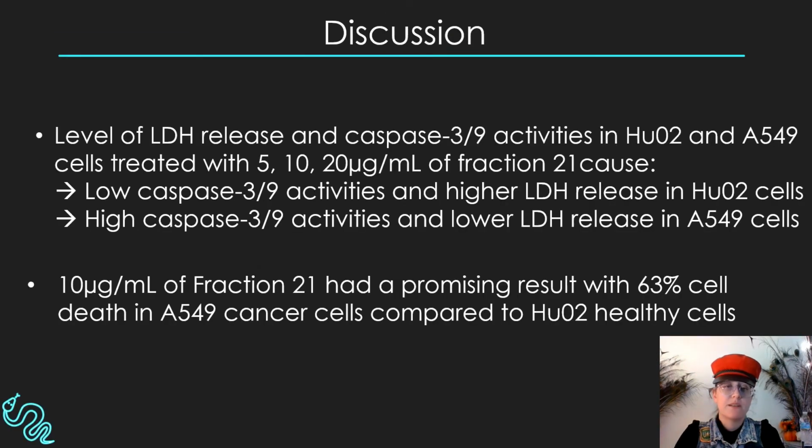After the results of their experiments, the scientists were able to determine that as you increase fraction 21 from 5, 10 to 20 micrograms per milliliter, you actually cause low apoptosis and high necrosis in HUO2 cells, so the healthy cells, and high apoptosis and low necrosis in the A549 cells, so the cancer cells. After going through the concentrations, they found that a concentration of 10 micrograms per milliliter of fraction 21 had the most promising result, with it causing 63% cell death in A549 cells when compared to the HUO2 cells.